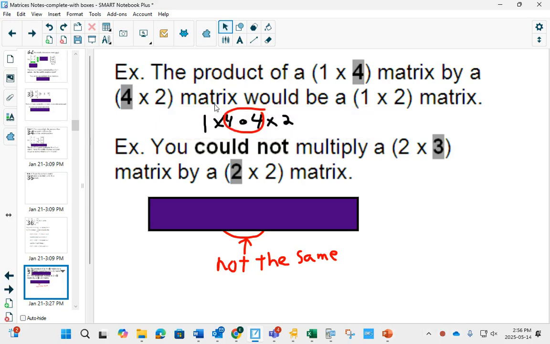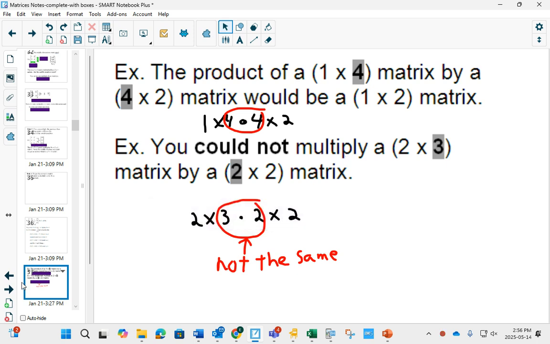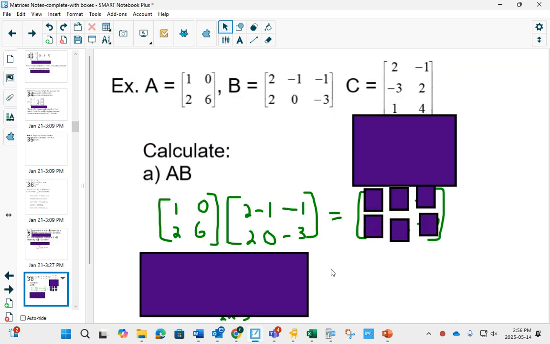Right? So 1 by 4 by 4 by 2 would definitely be 1 by 2. Can't multiply these. They're not the same. So here are A, B, and C. Let's see how many questions we have here. Oh, I had these answers up from before. I'll let you figure them out.